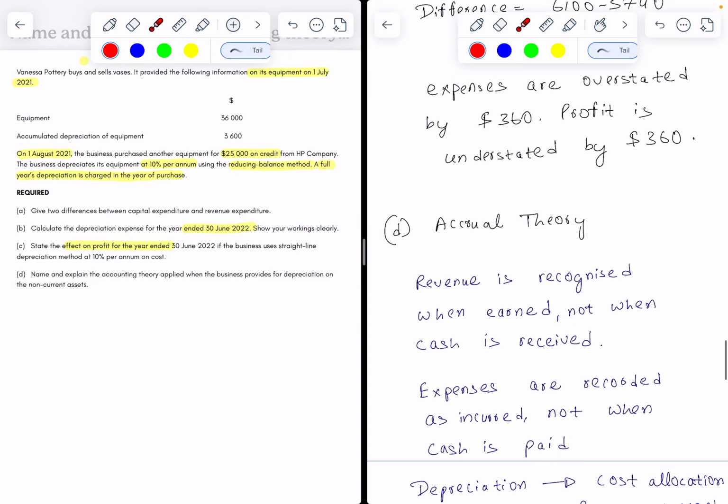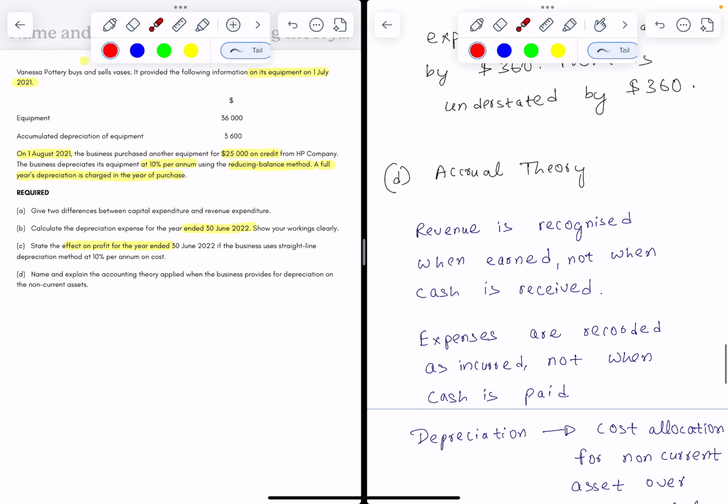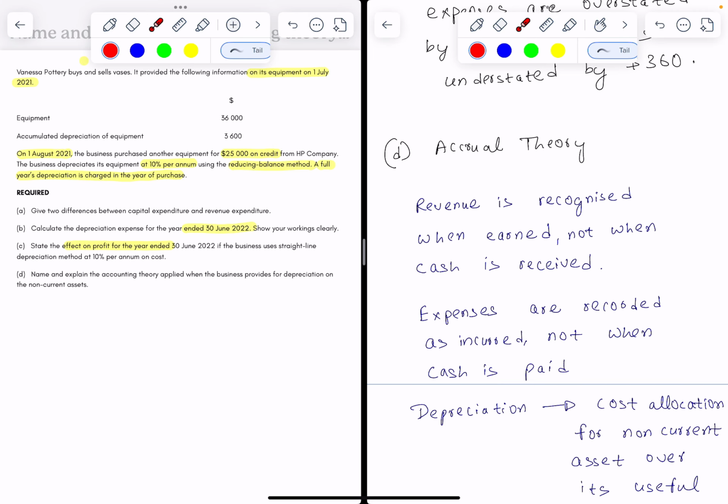Name and explain the accounting theory applied when the business provides for depreciation on the non-current assets. Now, we could look into many theories. Let's start with the accrual theory. Now, the accrual theory simply states that revenue is recognized when earned, not when cash is received.